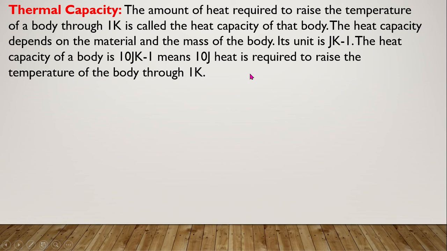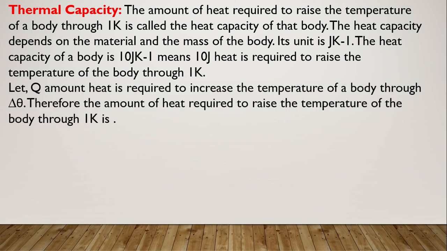This type of significance question can come into our exam paper. That means, what does it mean if the heat capacity of a body is 100 joule per Kelvin? You can explain it in this way: if 100 joule heat is required to raise the temperature of the body by 1 Kelvin, then the heat capacity becomes 100 joule per Kelvin. So this is the definition of thermal capacity.